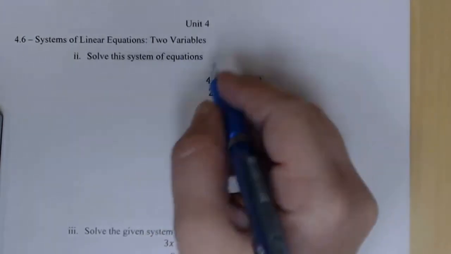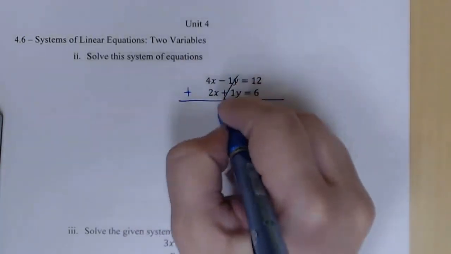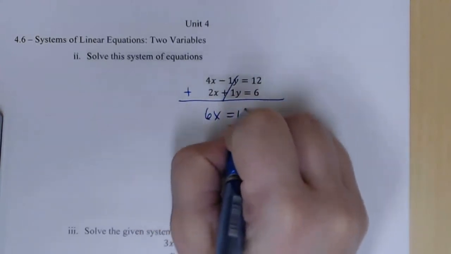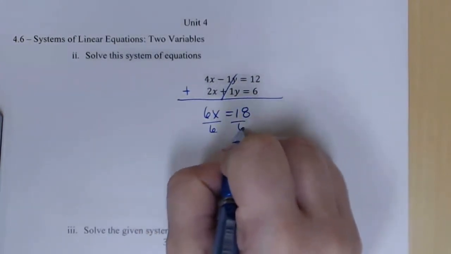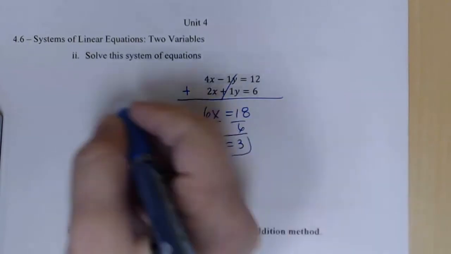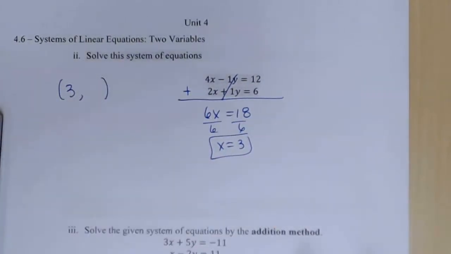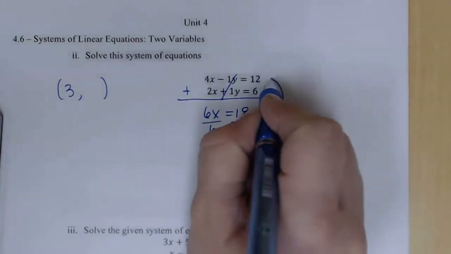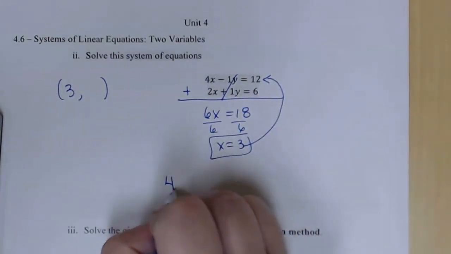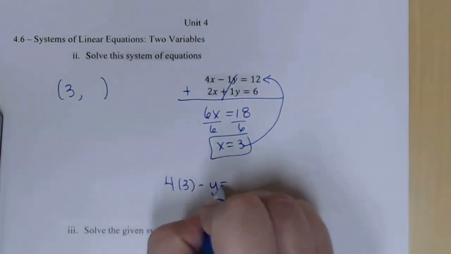So now that I have opposites, I'm going to add the two together. That gives me 6x equal to 18. Solve for x, so x is 3. So this would be 3 comma something. Take 3 and plug it back into either one of the equations. I'm just going to go back to that first one.